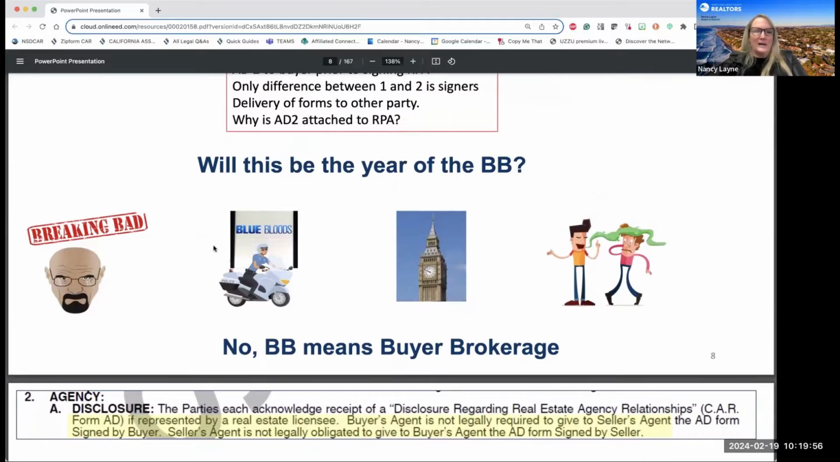But I love this. Blue Bloods, Breaking Bad, Big Ben, and this one. I looked at that for a minute and I'm like, oh, bad breath.